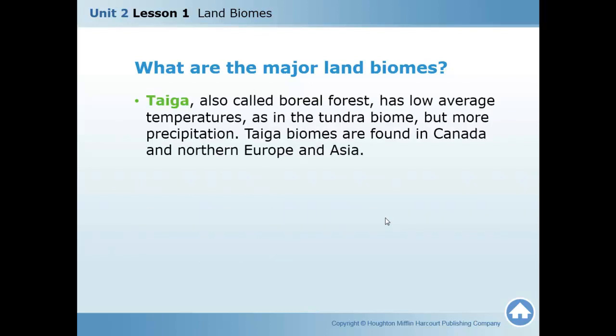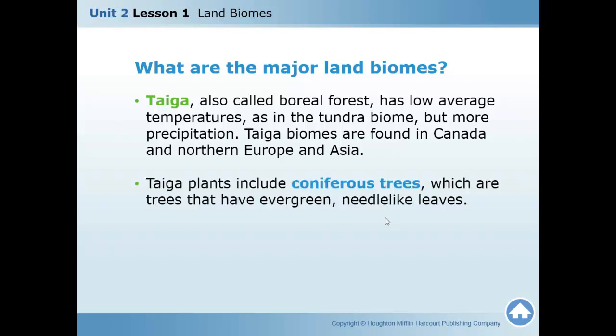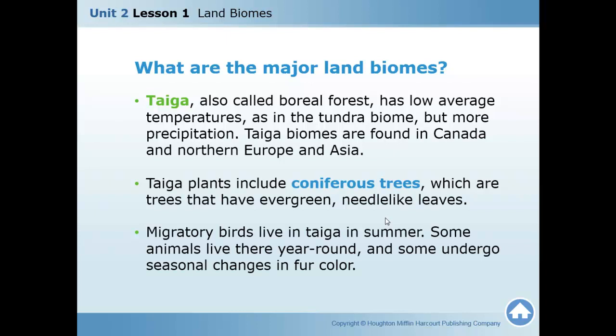Taiga is like the tundra. Also called the boreal forest, it has low average temperature as in tundra, but more precipitation. Taiga biomes are found in Canada and Northern Europe and Asia. Taiga plants include coniferous trees, which are trees that have evergreen needle-like leaves. Some birds which migrate live in taiga in summer. Some animals live there year-round, and some undergo seasonal change in fur color.